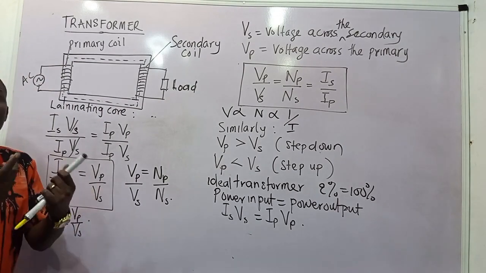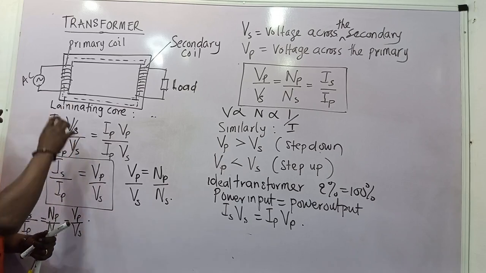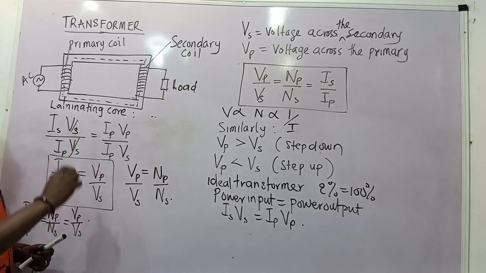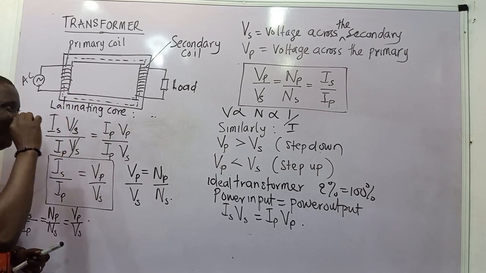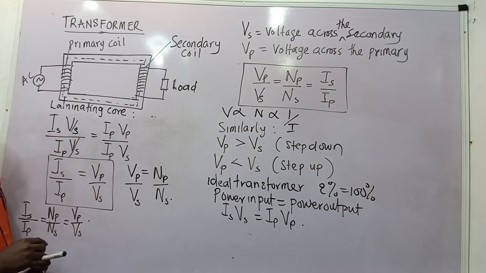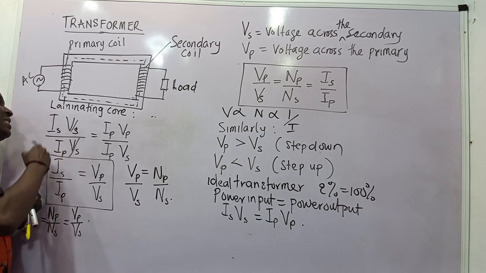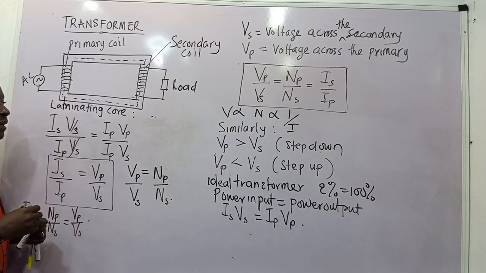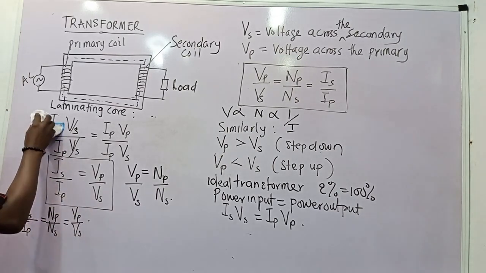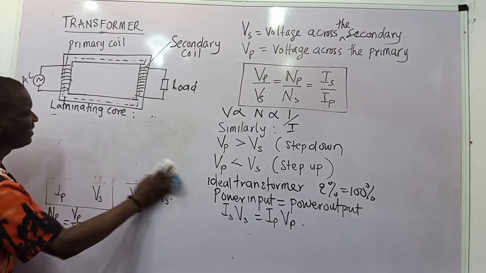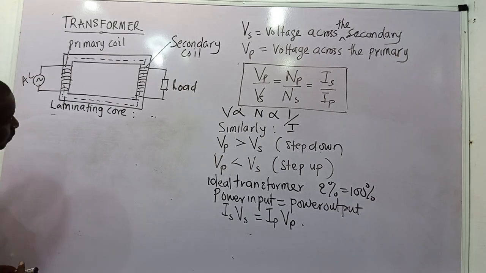So how do you minimize it? Just use a laminated core as your core here to minimize eddy current losses. That's why I told you I will explain why we always use a laminated core.